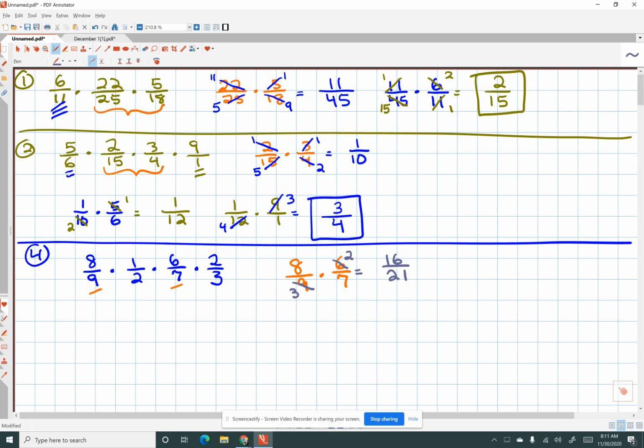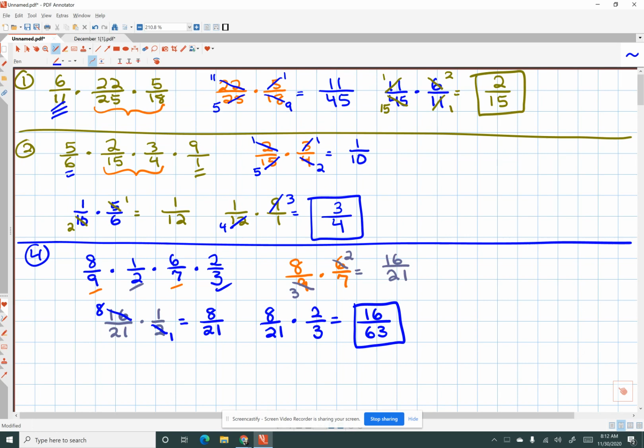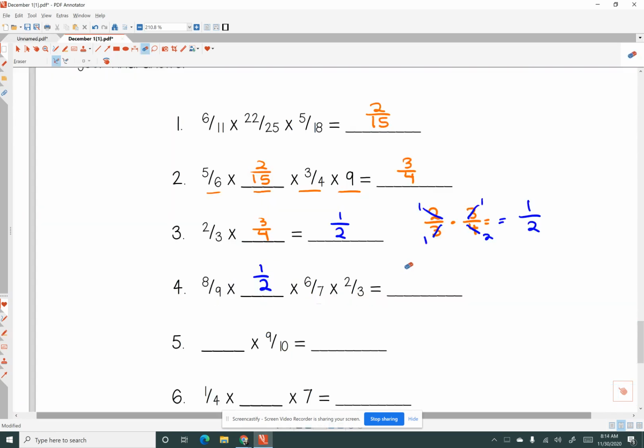So I think now I'm going to multiply this by 1/2. So 16 over 21 times 1/2. And I see that the 2 is a factor of 16. 2 divided by 2 is 1. 16 divided by 2 is 8. So I have an answer of 8 over 21. And now I have to do that final problem. 8 over 21 times 2/3. And there's no simplifying I can do. So 8 times 2 is 16. 21 times 3 is 63. And that's the final answer for number 4. So we'll put the answer of 16 over 63 right there and here, 16 over 63.